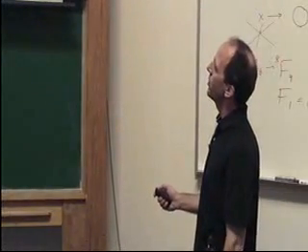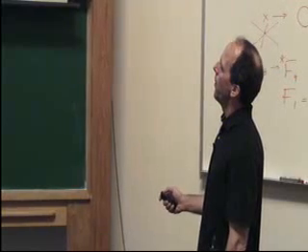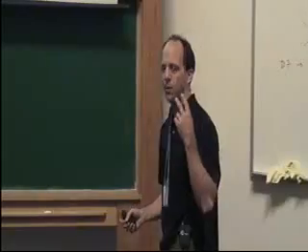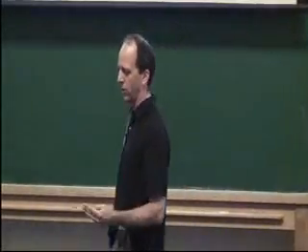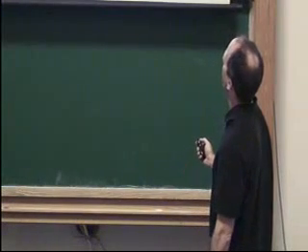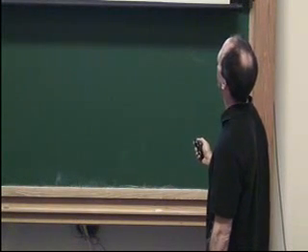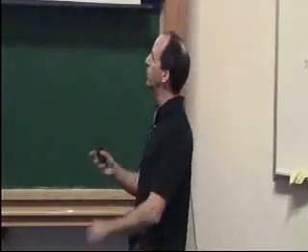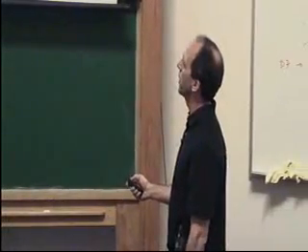From the torus T4, there are 6 two-cycles on T4. We can choose any pair of 2 distinct directions, and we get a 2-cycle, right? There's 1-2, 1-3, 1-4, 2-3, 2-4, etc. And these intersect in pairs to give us intersection forms that look like U, right?